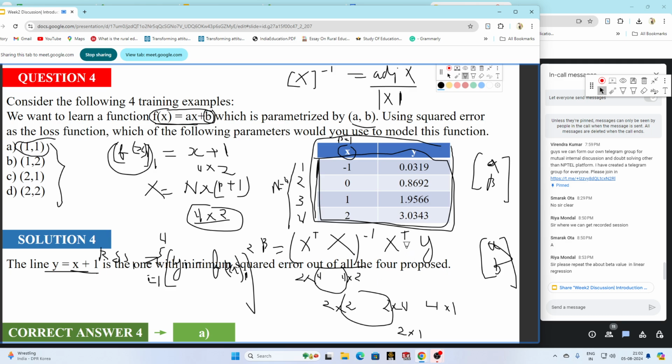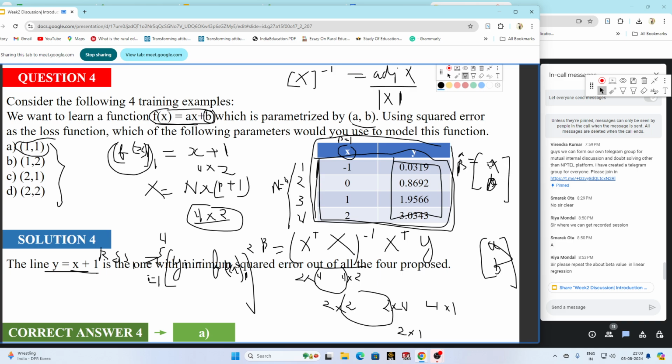Now x transpose will be of order 2 cross 4. A 2 cross 2 matrix into a 2 cross 4 matrix gives a 2 cross 4 matrix. Now when you multiply it by y, this is your y matrix, an n cross 1 matrix, that is, a 4 cross 1 matrix, you will get a 2 cross 1 matrix. This 2 cross 1 matrix will be equal to your beta cap.